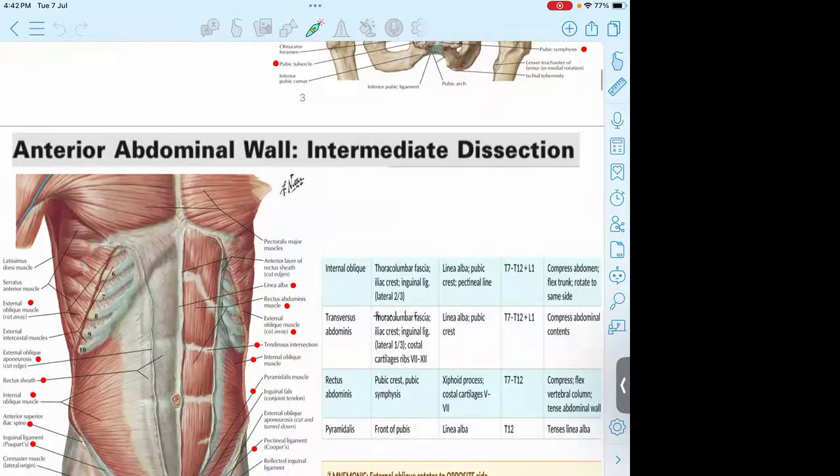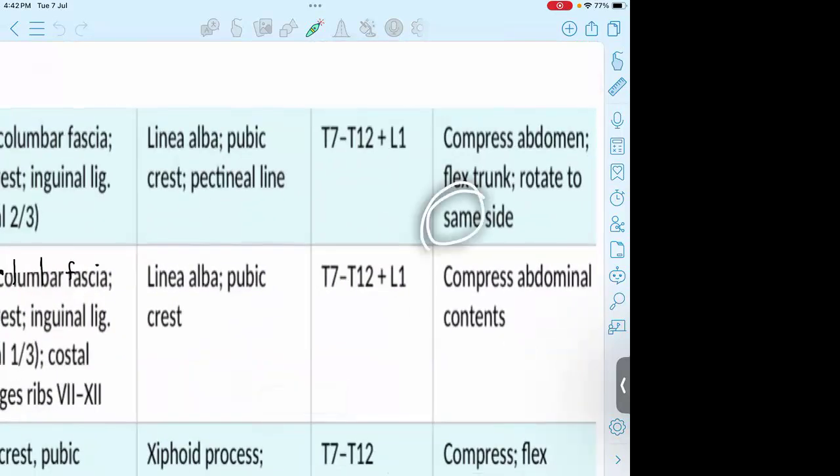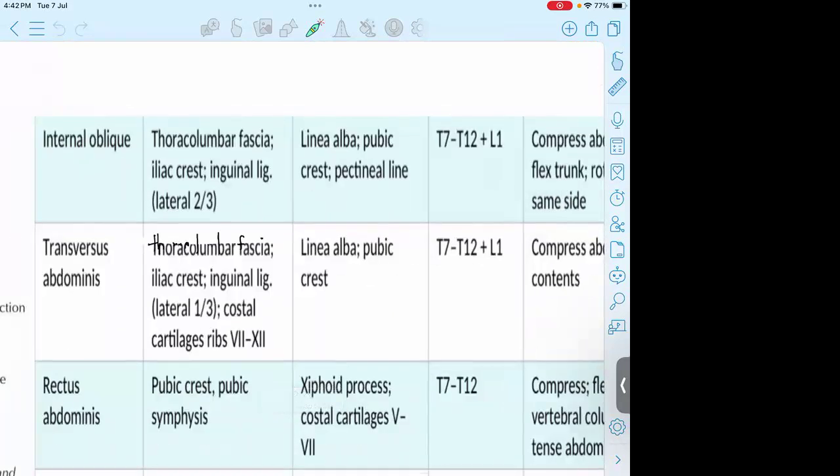Here it inserts. And the nerve supply is from anterior rami of T7 to T12, plus one extra nerve, L1. Its action is to compress the abdomen and flex the trunk. That is common for both external oblique and internal oblique. Its action here is to rotate our body to the same side. External oblique rotates our body to the opposite side, and internal oblique rotates our body to the same side. Don't forget it, okay?